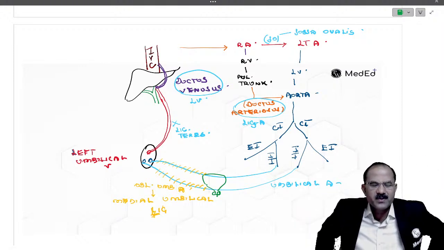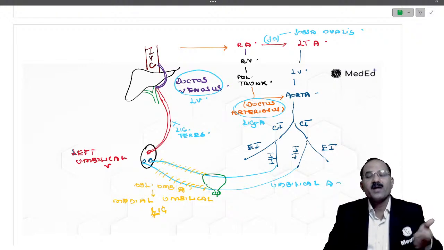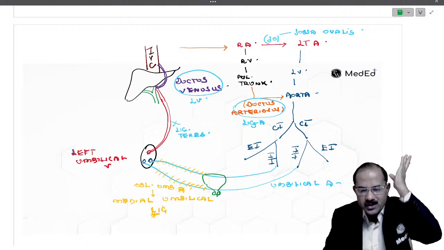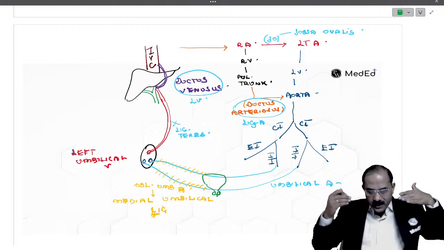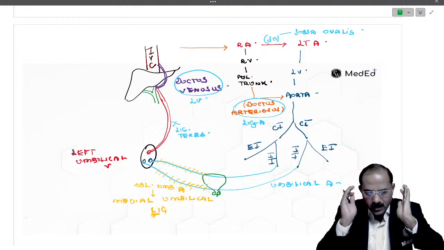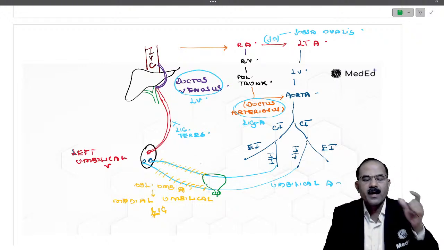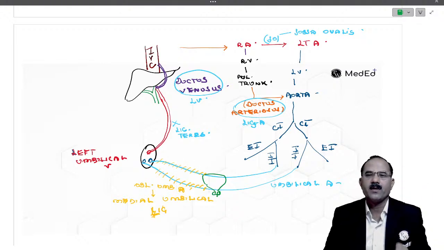This is what I told you, no? Hesselbach's triangle has two parts. That's the medial umbilical ligament. And what is the medial umbilical ligament? It's the obliterated umbilical artery. The umbilical artery begins from the internal iliac and goes towards the umbilicus on either side of the bladder. So the part of the umbilical artery between the bladder and the umbilicus gets obliterated. That's the medial umbilical ligament.